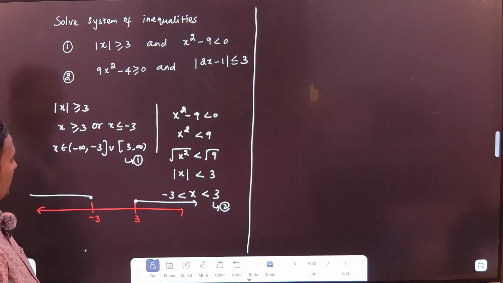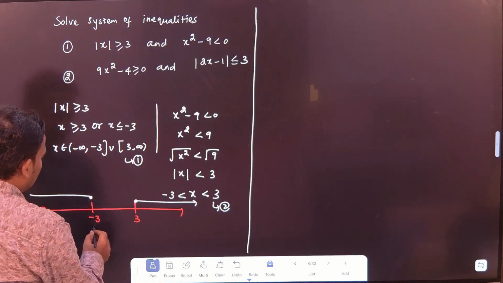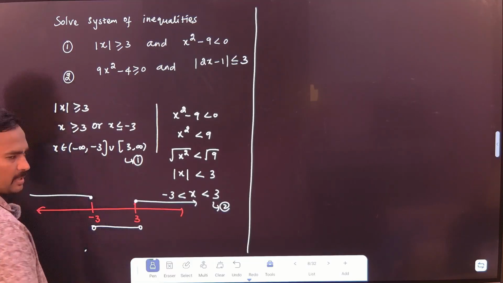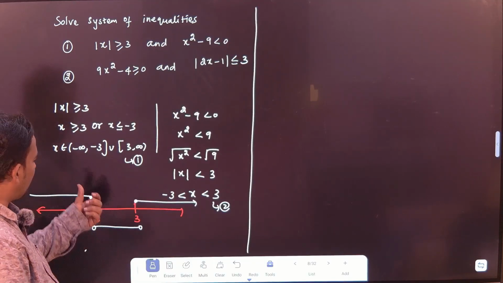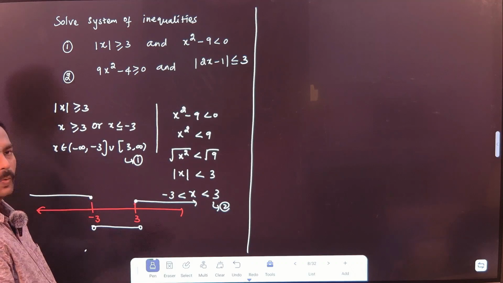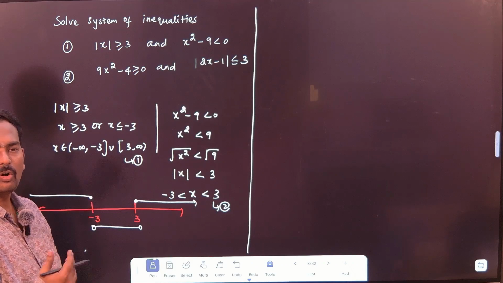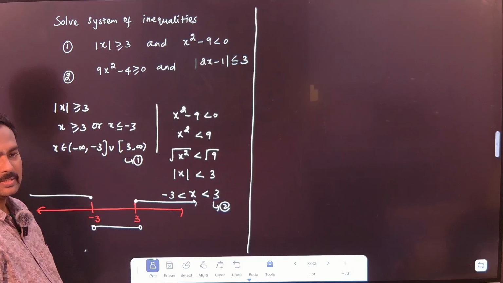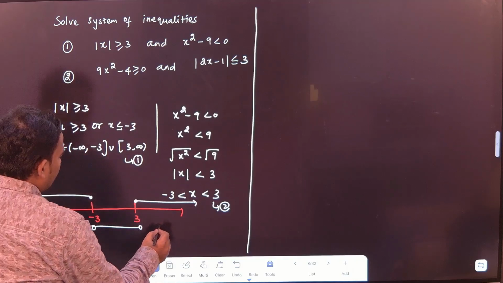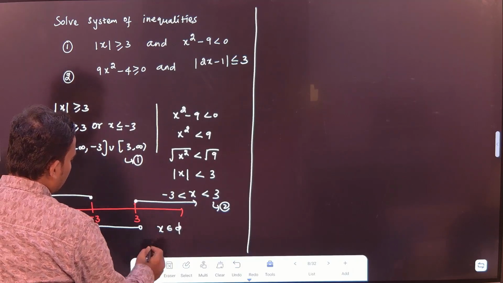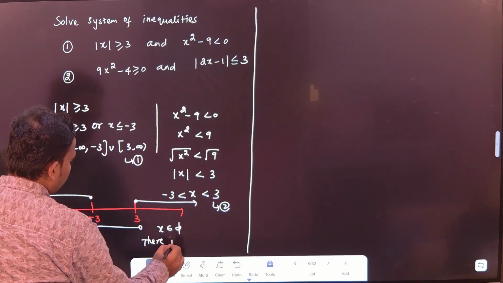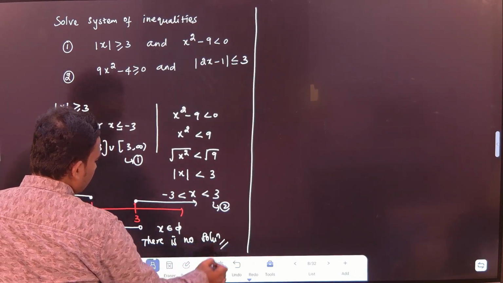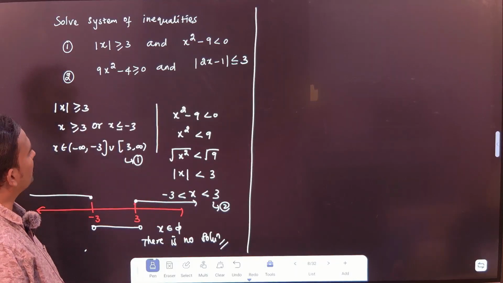The second one is −3 to +3, where the endpoints are not included. Is there any intersection? No. There are no common elements in these inequalities. Therefore, x belongs to the empty set. There is no solution. Clear? Okay, let's do the second question.